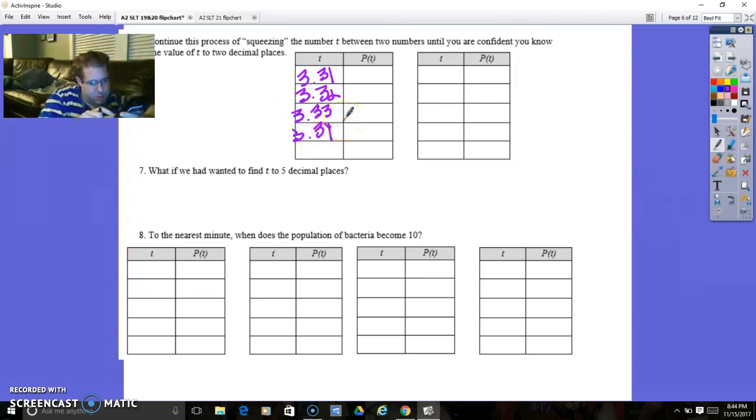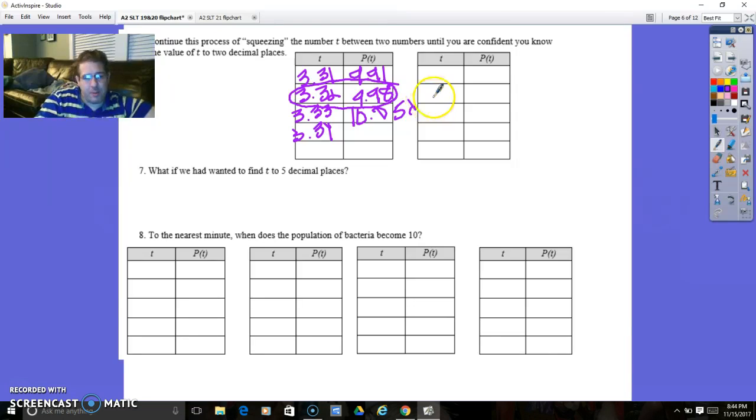All right, 2 to the 3.31 is 9.91. Okay, so I'm pretty close already. 2 to the 3.32 is 9.98. That's really close. 2 to the 3.33 is 10.056, and so forth. So this is 0.02 away. This is 0.05 away. Yeah, we've gotten very, very close.